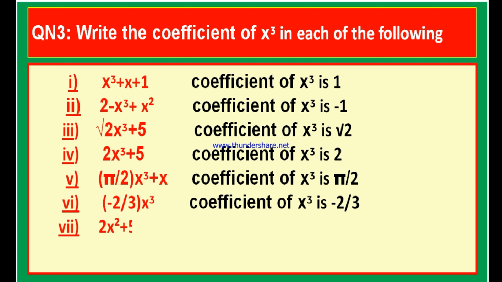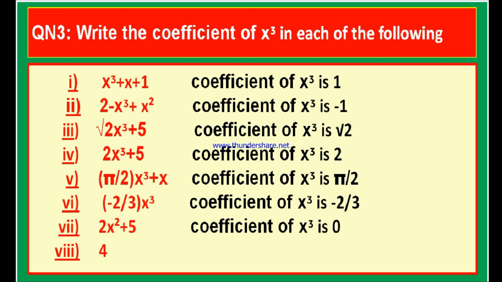Now the seventh one, 2x square plus 5. Can you find an x cube term? Good. There is no x cube term in the given expression. Since there is no x cube term, it means that x cube is multiplied with 0. 0 into x cube is 0. Therefore, the coefficient of x cube is 0. In any expression, if there is no x cube term, then you can say that the coefficient of x cube is 0. Understood?